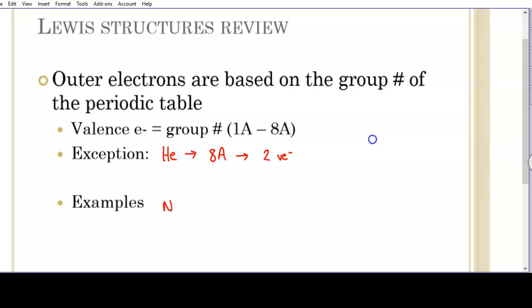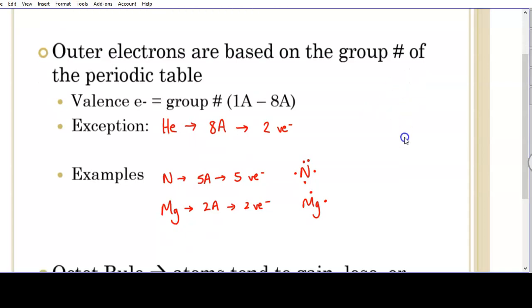Couple of quick examples. Nitrogen is in group 5A, so it gets 5 valence electrons. And if you were drawing it, you would do this. They're all single before they get paired. Instead, if I had something like magnesium, 2A, 2 valence electrons, it would look like this. That should be reviewed from 110 and also most likely reviewed from some type of science class that you've previously taken.